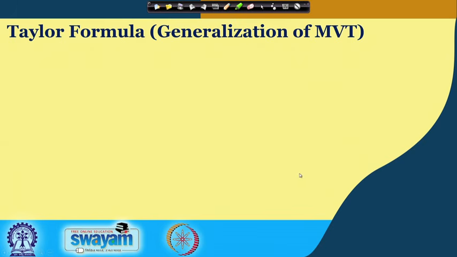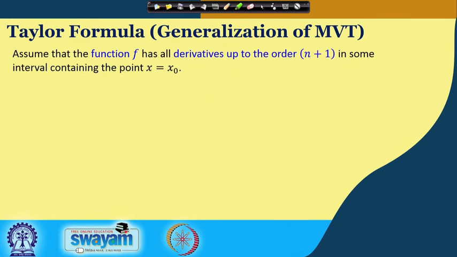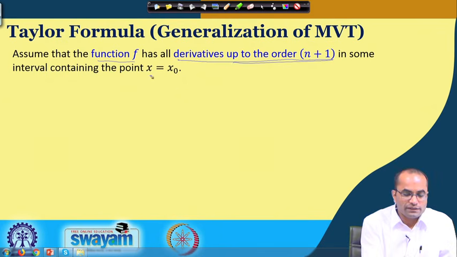So, this Taylor's formula is a generalization of the mean value theorem or the Cauchy mean value theorem, which we have learned in the last lecture. We assume that this function f has all the derivatives up to the order n plus 1 in some interval which contains the point x equal to x 0.